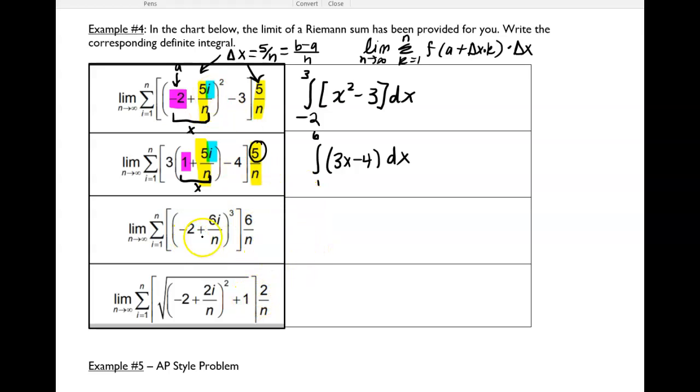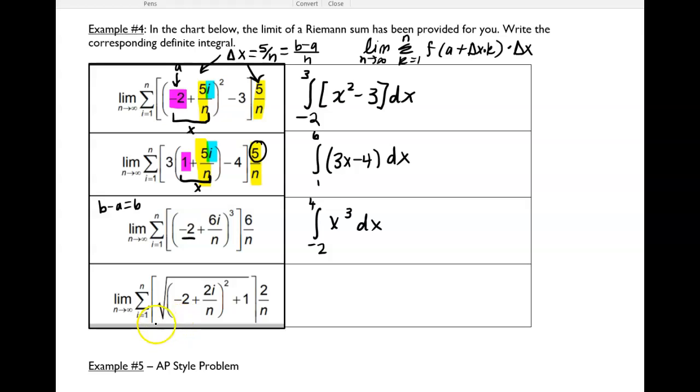Okay, let's try this one out. So I see 6 over n for my delta x. That means my b minus a is 6. So I'm going to start at negative 2. That's my a. Plus 6 is 4. My function then, this is all my x. So x cubed. And then just times dx.